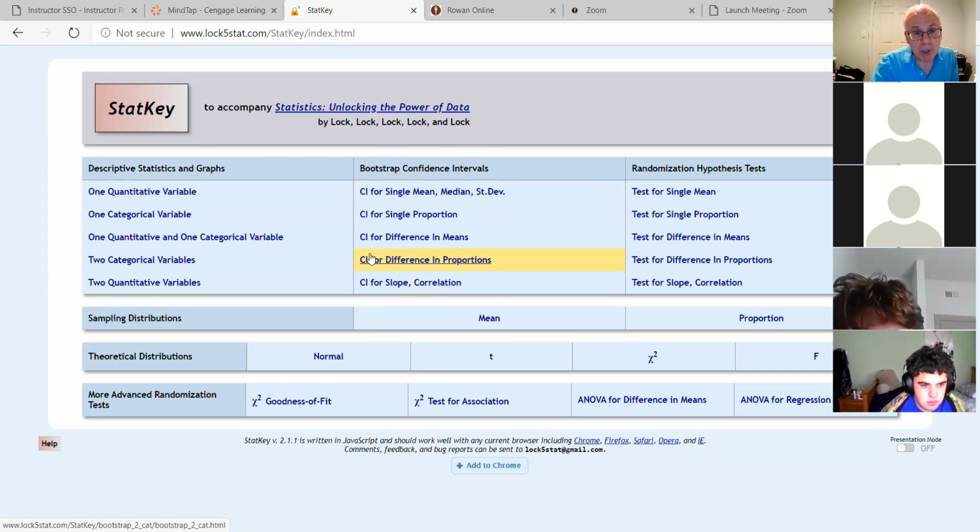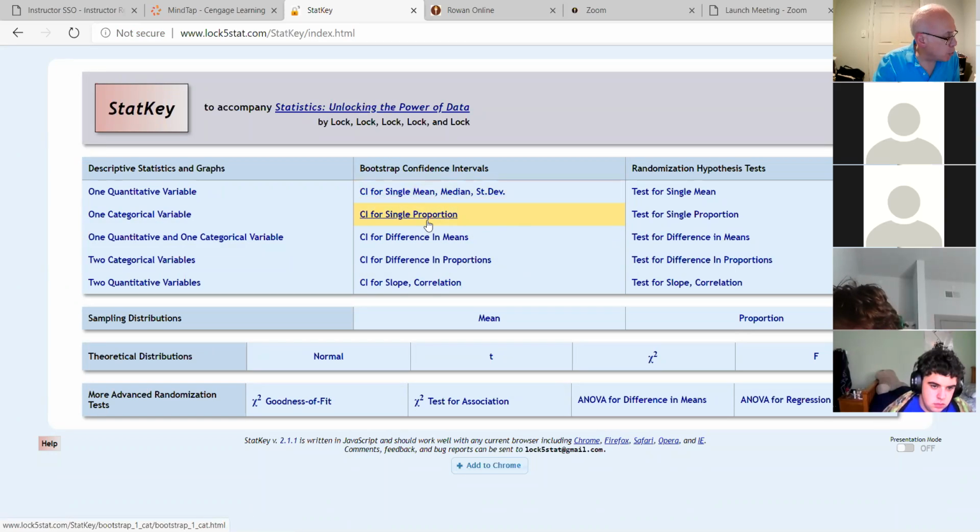There will be 4 types of confidence intervals that we will choose: for single mean, single proportion, difference in means, difference in proportions. Now, these last 2, difference in means and difference in proportions, we will deal with on Monday, next Monday. What we're going to deal with today are the first 2, single mean or single proportion. Forget about the median and standard deviation. We're not going to create confidence intervals for those, although StatKey created this software where it could do that, but we're not going to do that. We're simply going to use the mean or the proportion.